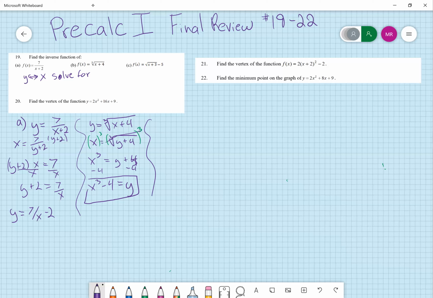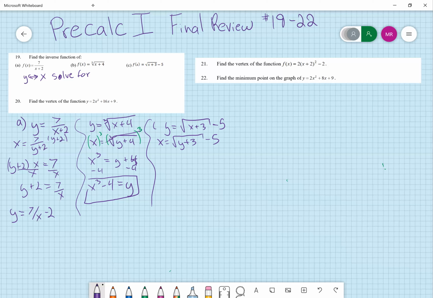So moving along, we've got c, which is a little bit more complicated, but we've got y equals the square root of x plus 3 minus 5. And we've got the square root, but it would be helpful to have just the square root on each side. Oops, forgot to switch. So x equals the square root of y plus 3 minus 5.